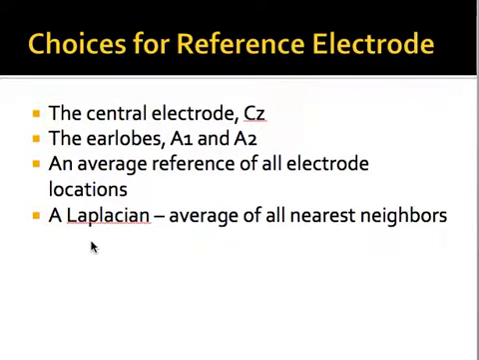Another option is the Laplacian reference. Average is maybe not the best word to use here, because really it's a weighted average of the nearest neighbors to a given electrode. The reason you can't quite call it an average is that if you're at one of the electrodes on the edge of the arrangement, then you don't have quite the same nearest neighbor set as if you're in the middle of the head. So it's a weighted or modified average. But nevertheless, it would be the electrodes that are closest to the measuring electrode.